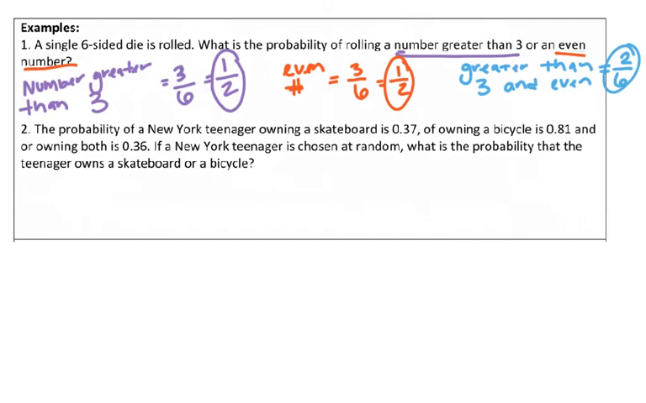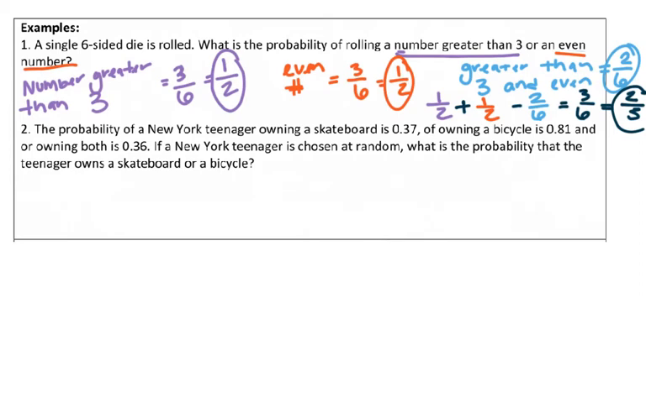Okay, so probability that there's a number greater than 3. That's 3 out of 6 or 1/2, which is why I did that in purple and I circled it. Or probability it's an even number, so that's 3 out of 6, which is 1/2, I circled it. But then we got to take away greater than 3 and an even number at the same time, and that's 2 out of 6. So now I'm going to add the two probabilities, and I'm going to subtract the 2 out of 6, which is 1/3. Alright, so my final answer is 4 out of 6, which reduces to 2/3. That's my final answer.